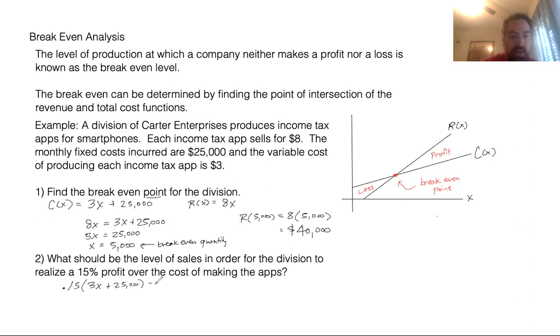And I want this to be my profit, right? I want the 15% times the cost to be equal to the profit. So I also need a profit function. And we've said that the profit is the revenue minus the cost, right? So I want this to be equal to the revenue minus the cost.